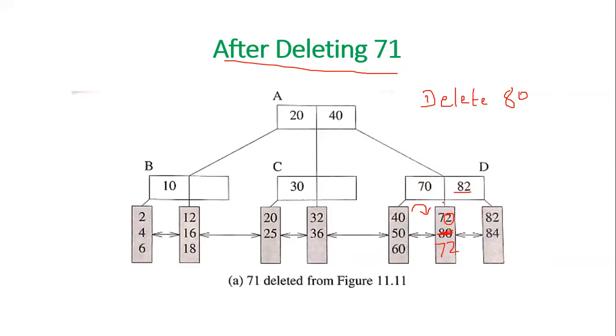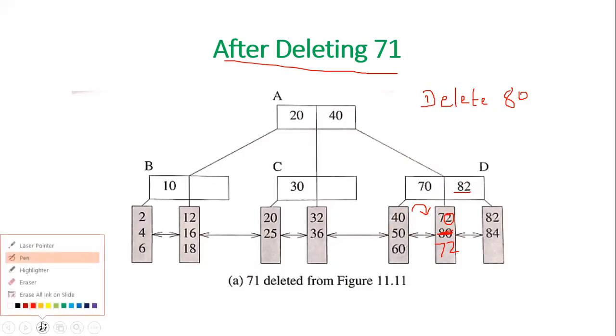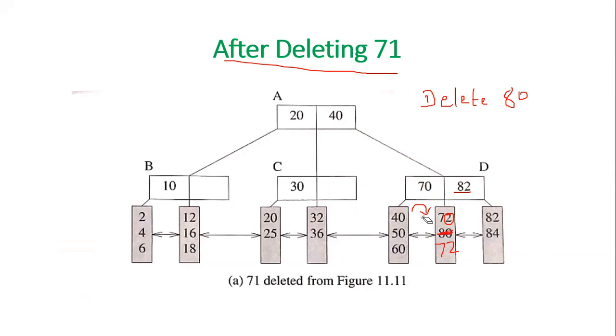But there is no such 70 node. There is no value like 70, so actually this is not possible. Moving 70 is not possible. So what should we move instead? We can move 40. If you move 40, as there is no 70, we have to perform a right rotation, right? So this 40 will come here.